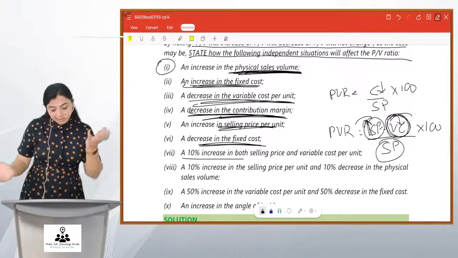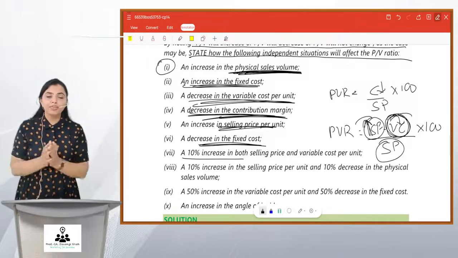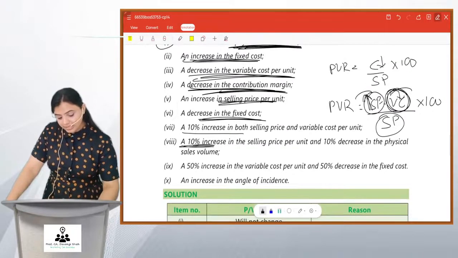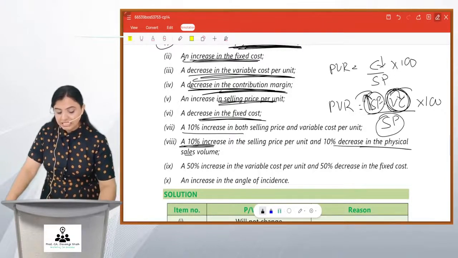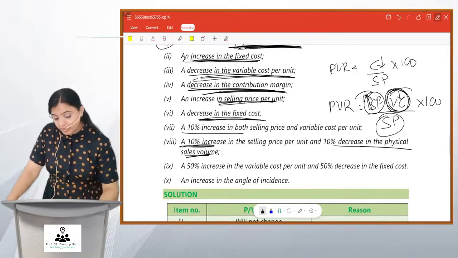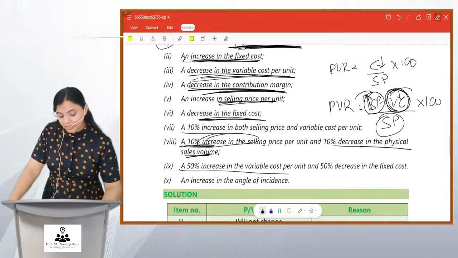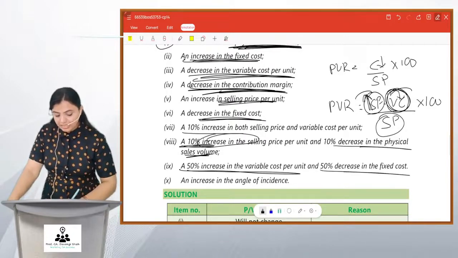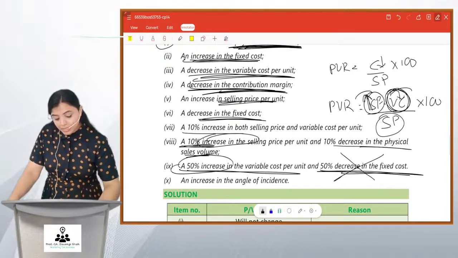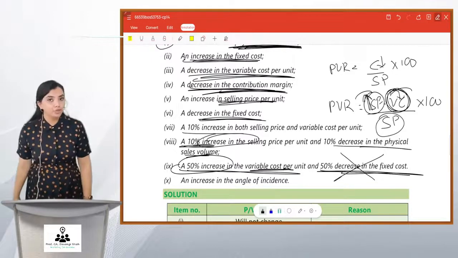10% increase in both selling price and variable cost. Friends, when both increase in same proportion, PV ratio will remain unaffected. 10% decrease in selling price and 10% decrease in physical sales volume. So here there is no change in variable cost, remember. So when there is increase in selling price, your PV ratio will increase. 50% increase in variable cost and 50% decrease in fixed cost. Friends, fixed cost has got nothing to do with PV ratio. So 50% increase in variable cost will reduce my contribution and my PV ratio will also reduce.